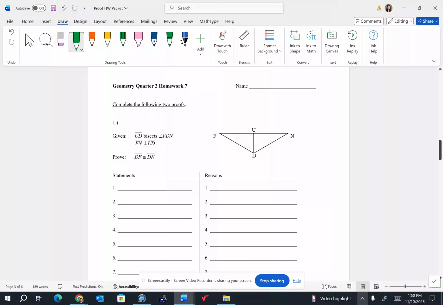Hi everyone, here's a video to help you understand Quarter 2 Homework 7, which is the next set of proofs that are a little bit more challenging than the proofs from the first homework. So where do we start when we're doing our proofs? We start with the given.